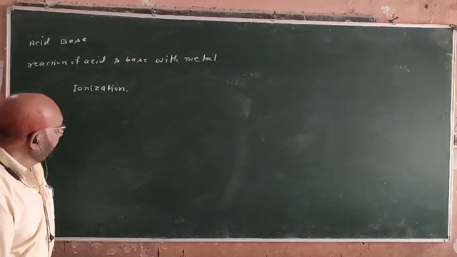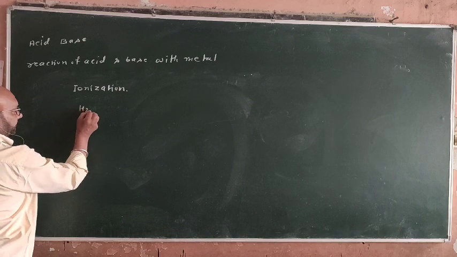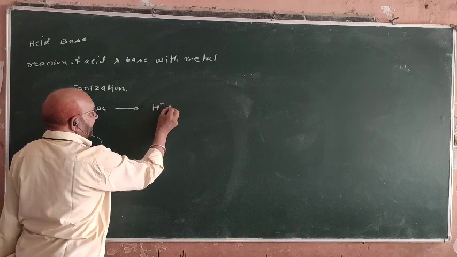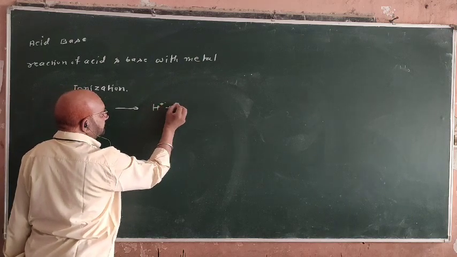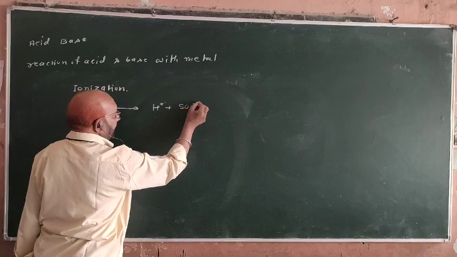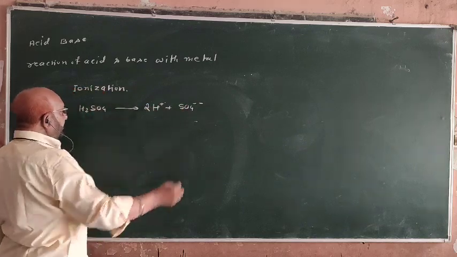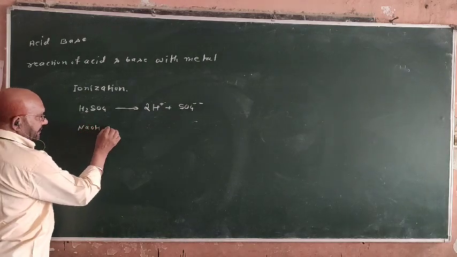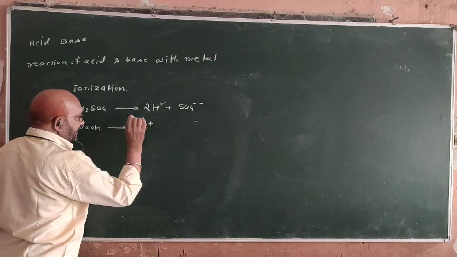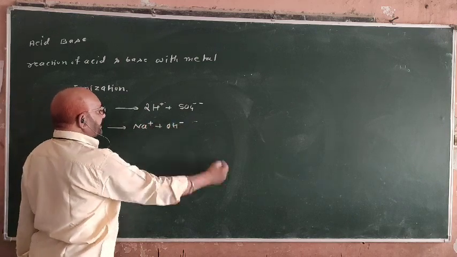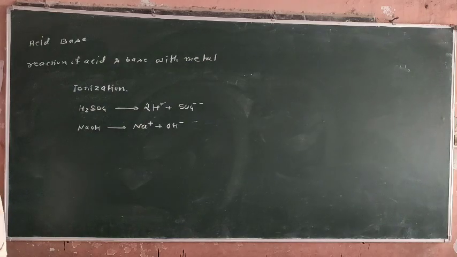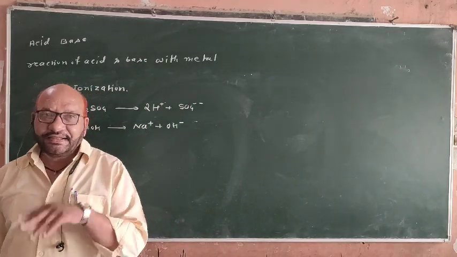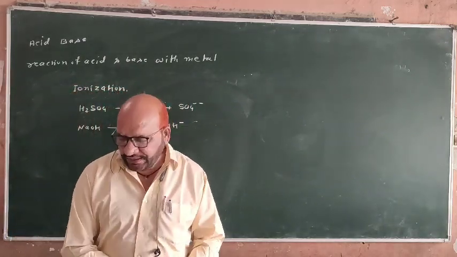For example, H2SO4 gives 2H+ plus SO4 2-. The number of hydrogen atoms is 2, therefore here twice. And NaOH is ionized into Na+ ion and OH- ion. This type of reaction is called ionization reaction. It means when the substance converts into ions, then that type of reaction is called ionization reaction.